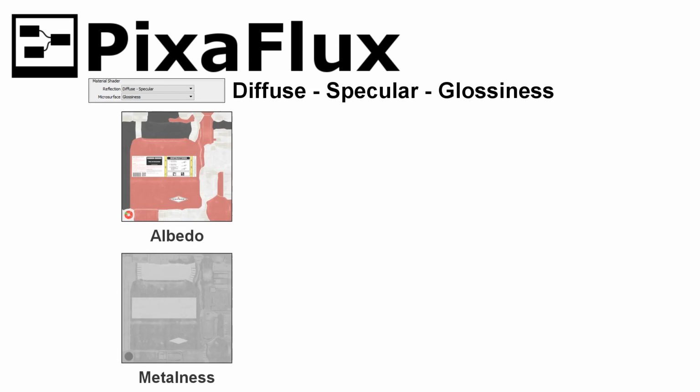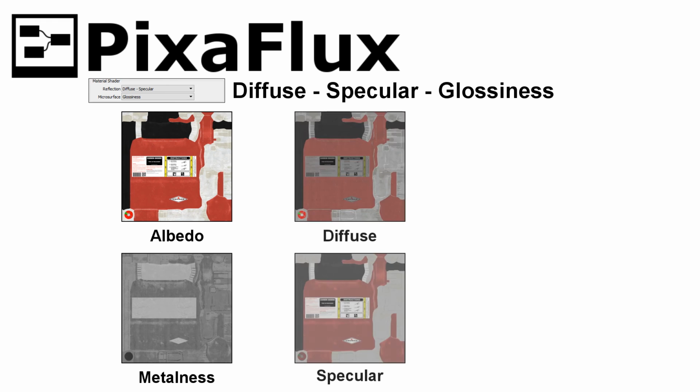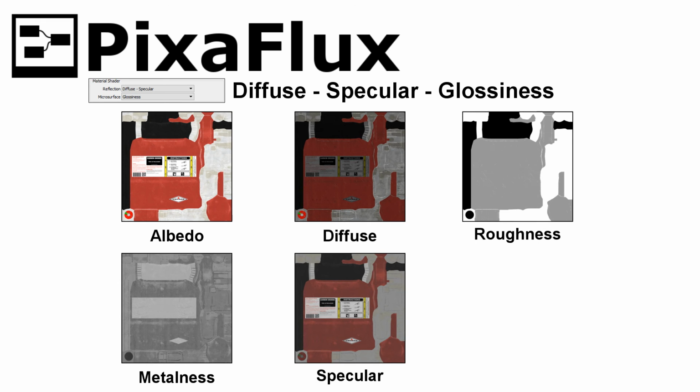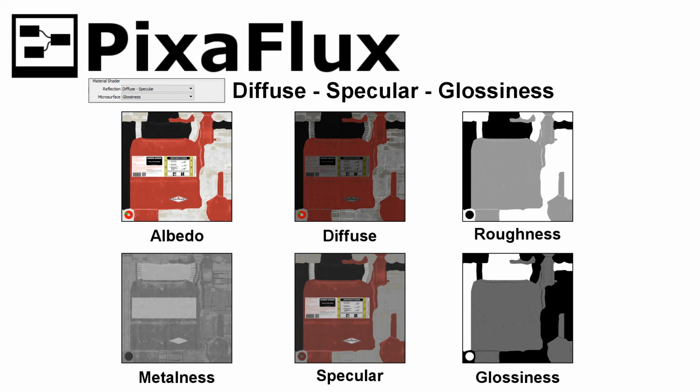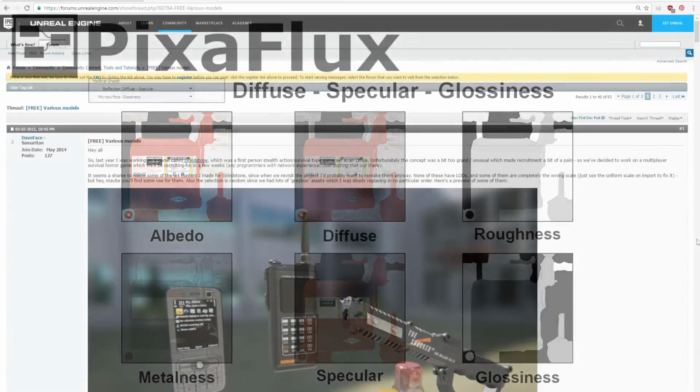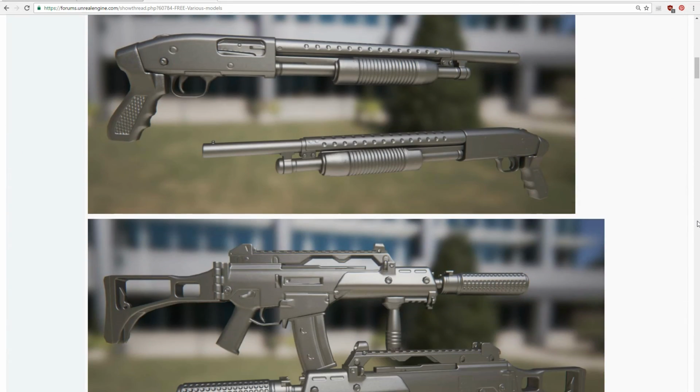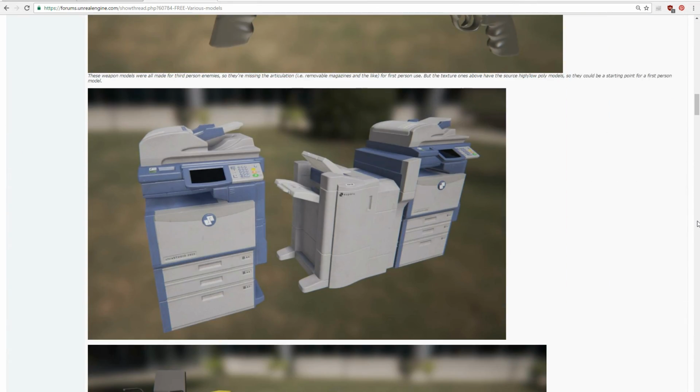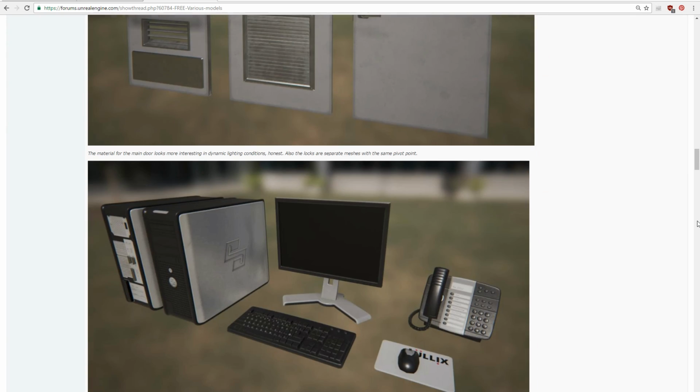Hello, in this PixaFlux video tutorial you will learn how to convert the Albedo and Metalness images to diffuse and specular. You will also learn how to convert roughness to glossiness or smoothness, and how to tweak and export your images to Unity. For this video we'll use a fire extinguisher model provided by Dave Face in the Unreal Engine forums. The link for these files is in the description of the video.